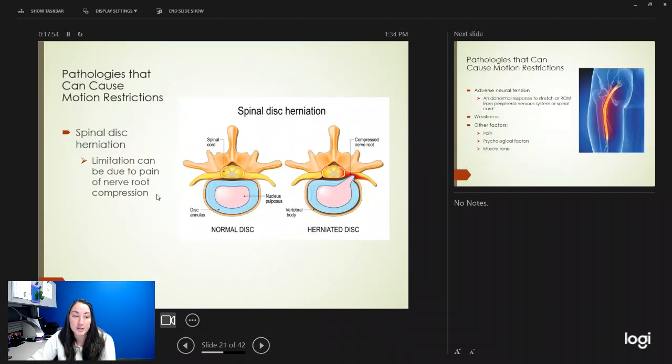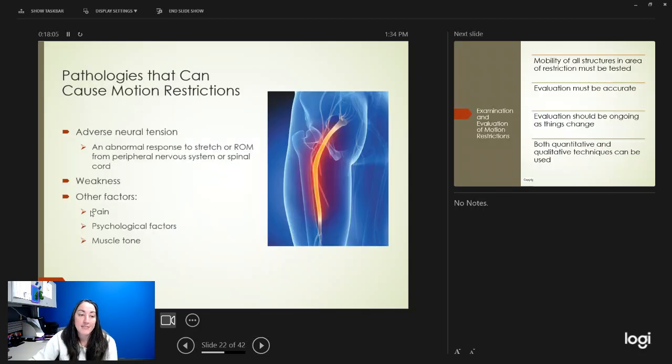A spinal disc herniation essentially causes movement restriction because of the pain by the nerve root being compressed. And then neural tension can cause limited range of motion. This is an abnormal response to stretch from the peripheral nervous system. So it could be that it's tethered somewhere or that it's not quite long enough, or typically that it's not gliding well within the neural sheath.